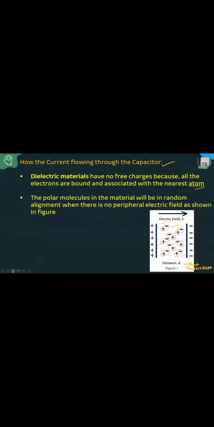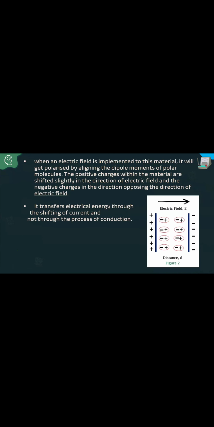These are random in nature without electric field. Now, if electric field is applied, what happens? When an electric field is applied to this material, it will get polarized by aligning the dipole moments of the polar molecules. Whenever electric field is applied, there is a formation of the dipole.